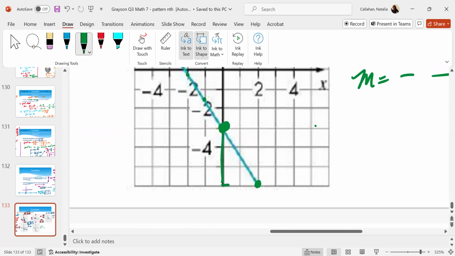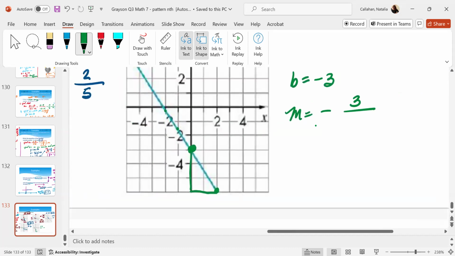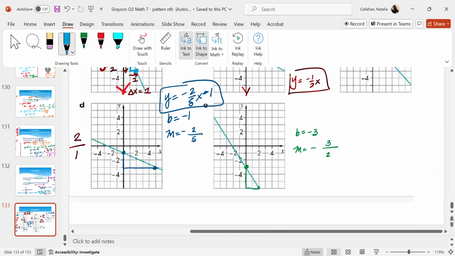And then you draw your triangle. What is your change in y? Our change in y is -3. What's your change in x? Good. So then your equation is y is equal to -3/2x minus 3.